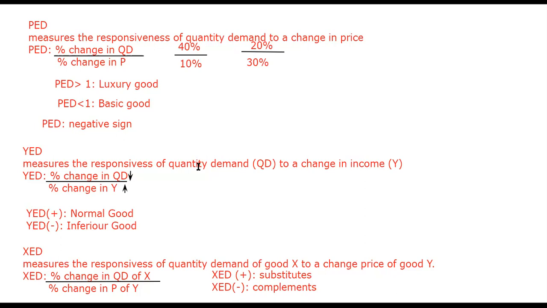So these are the several types of price elasticity of demand. Okay. So now we want to take a look at magnitudes. The magnitudes. So these are the magnitudes of price elasticity of demand.